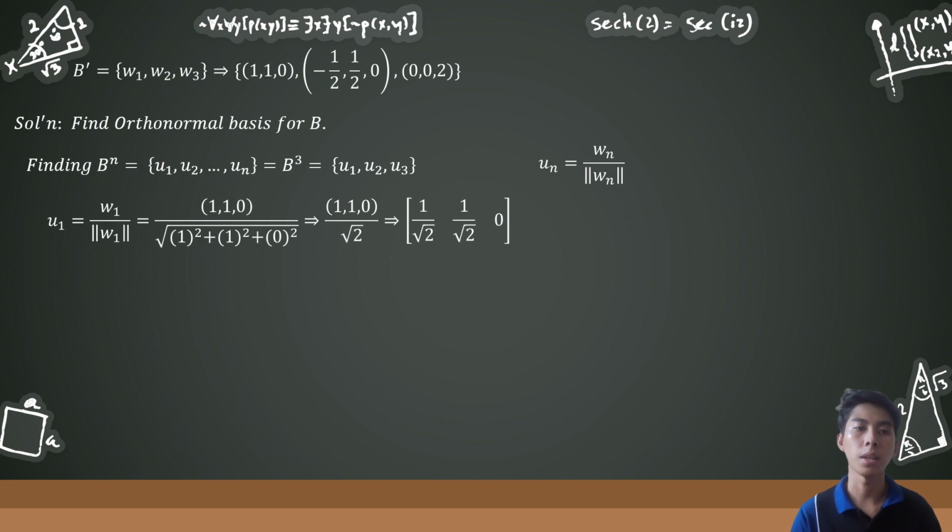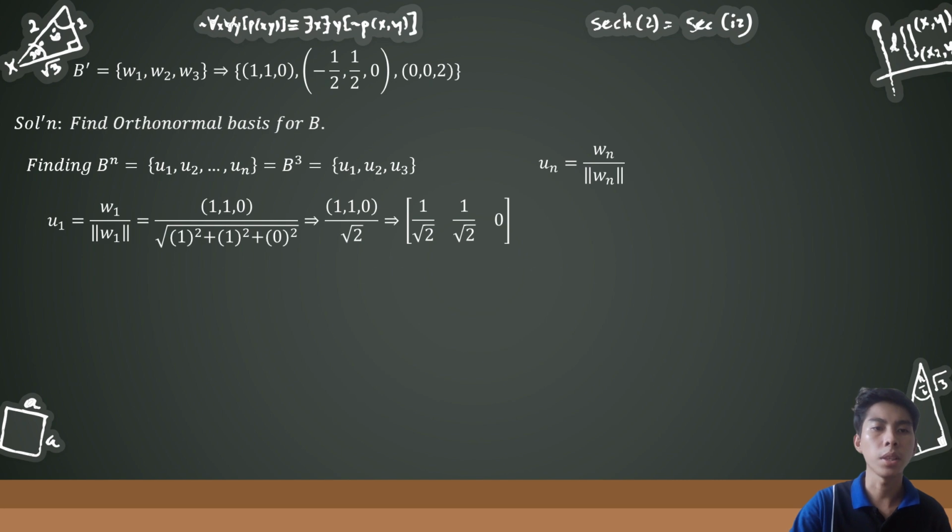We just simply copy the values of our w sub 1, which is 1, 1, 0. Since we need to find a vector, we simply have a denominator of square root of 2. So the first element of w sub 1 is over the denominator, the second element over the denominator, and the third element over the denominator. So we have 1 over square root of 2. The second element for u sub 1 is 1 over square root of 2. And the third element is 0 over square root of 2, or 0.